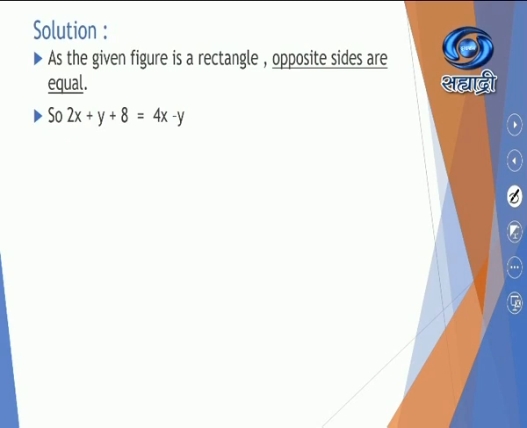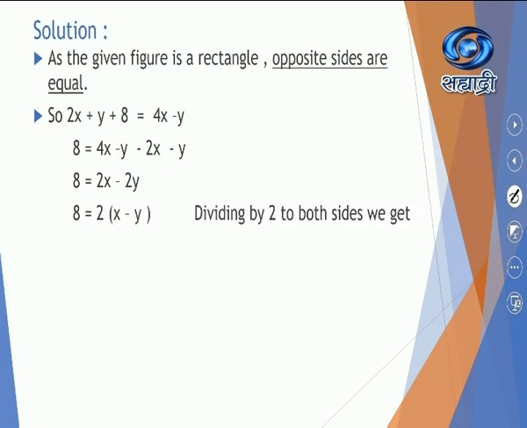Now if you solve it properly, you will get it as 8 is equal to 2x minus 2y, correct? If you could find a common term out of it, that is dividing both the sides by 2, the equation that we get is 4 is equal to x minus y. Let us consider this as equation number 1.